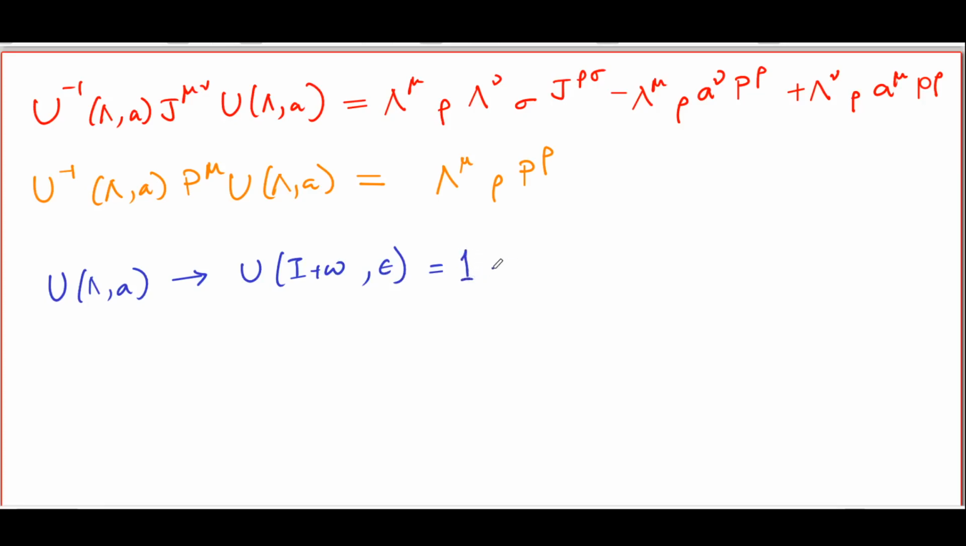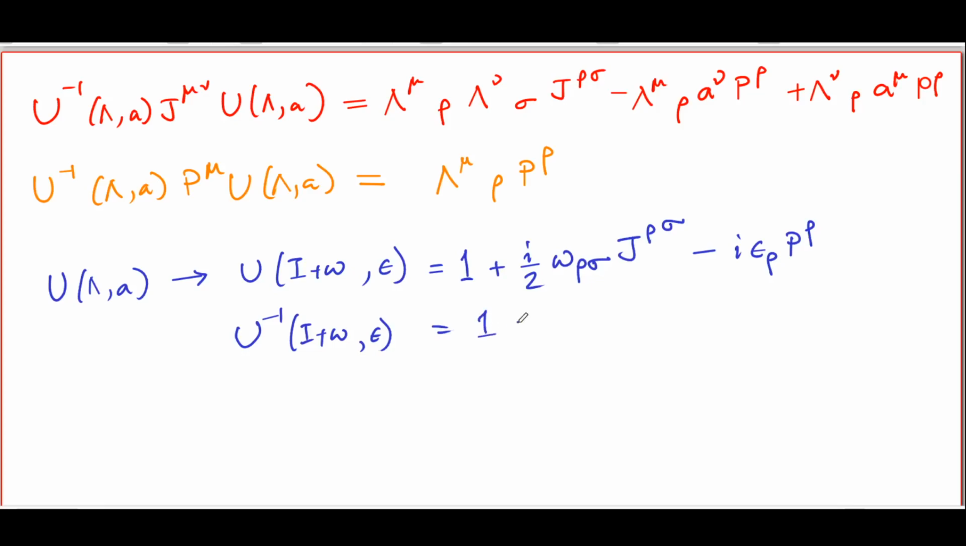And we are going to replace this by identity plus i/2 ω^{ρσ} J_{ρσ} minus i ε^ρ P_ρ. And of course, the inverse, in this case, is pretty straightforward. The inverse, of course, is the adjoint, and therefore is just minus i/2. Adjointing changes i to minus i. J_{ρσ} would become the adjoint operator for J_{ρσ}, but that's the same as J_{ρσ}. Similarly, you get plus i ε^ρ P_ρ. Just a change of sign of the omegas and the epsilons.